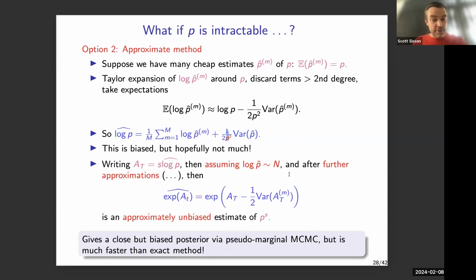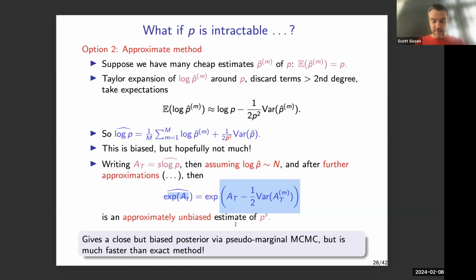We can then do another approximation to go from an estimator of the log of the probability to an estimator of the likelihood by making some assumptions about, say, the distribution of the log of our original unbiased estimator of the probability. If that's normal, then with some hand waving, we can come up with a form here, which is another approximate way of coming up with the expected value of the estimator of the likelihood being the likelihood itself.